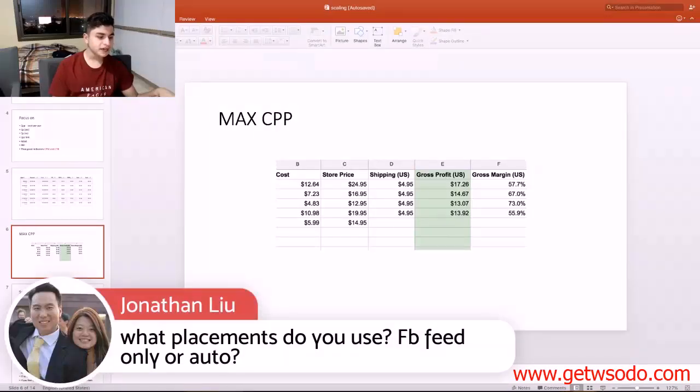For the placements, I always do mobile and desktop newsfeed.